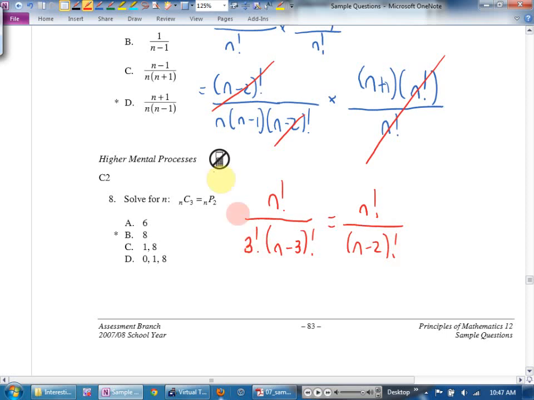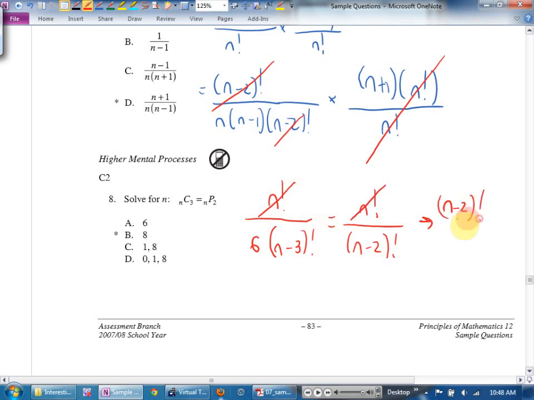I'd cross multiply. I would move this to there and this to there. But for what it's worth, your n factorials are going to cancel, one on each side. Cross multiply, you're going to get n minus 2 factorial all over n minus 3 factorial equals 6 times 1. I left the n minus 3. I just moved the 6 over here.